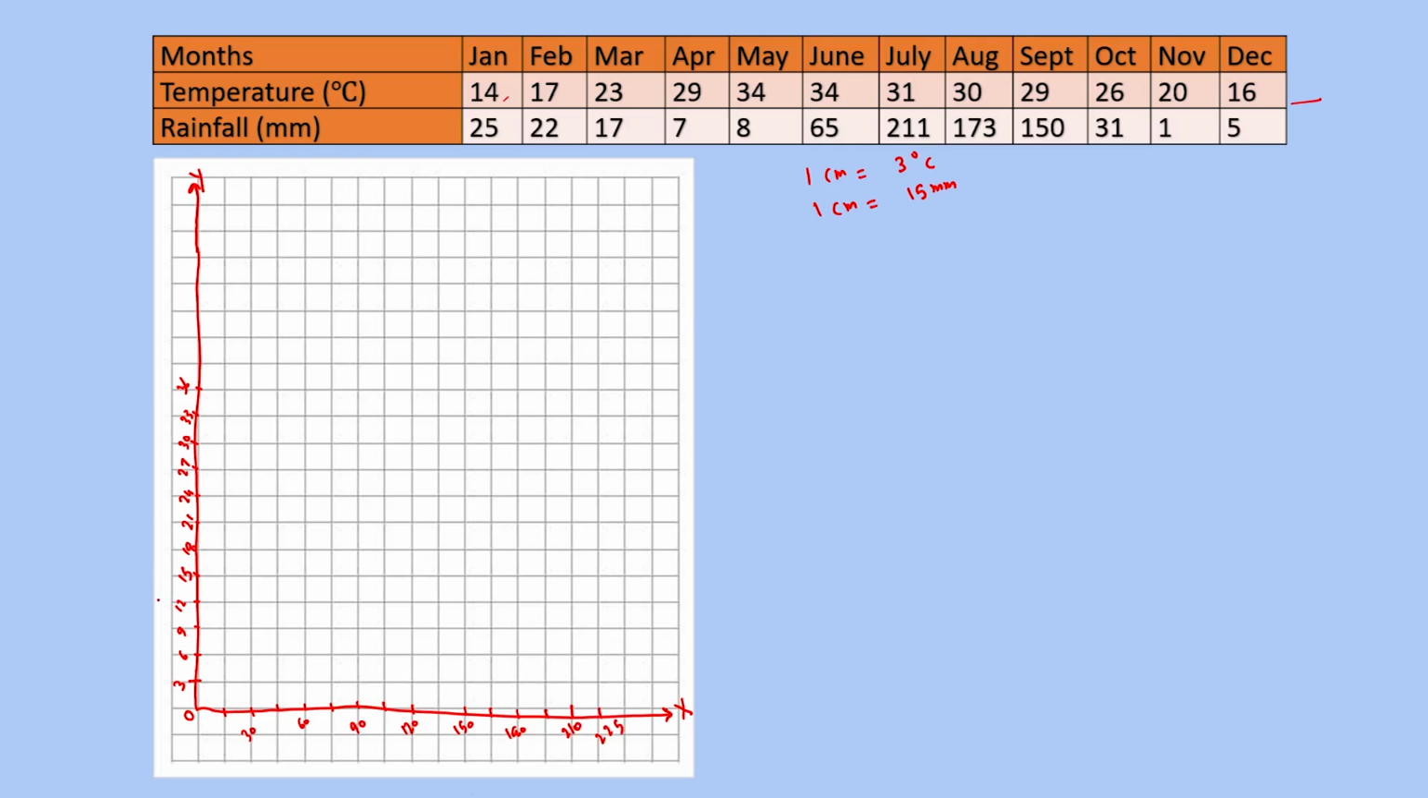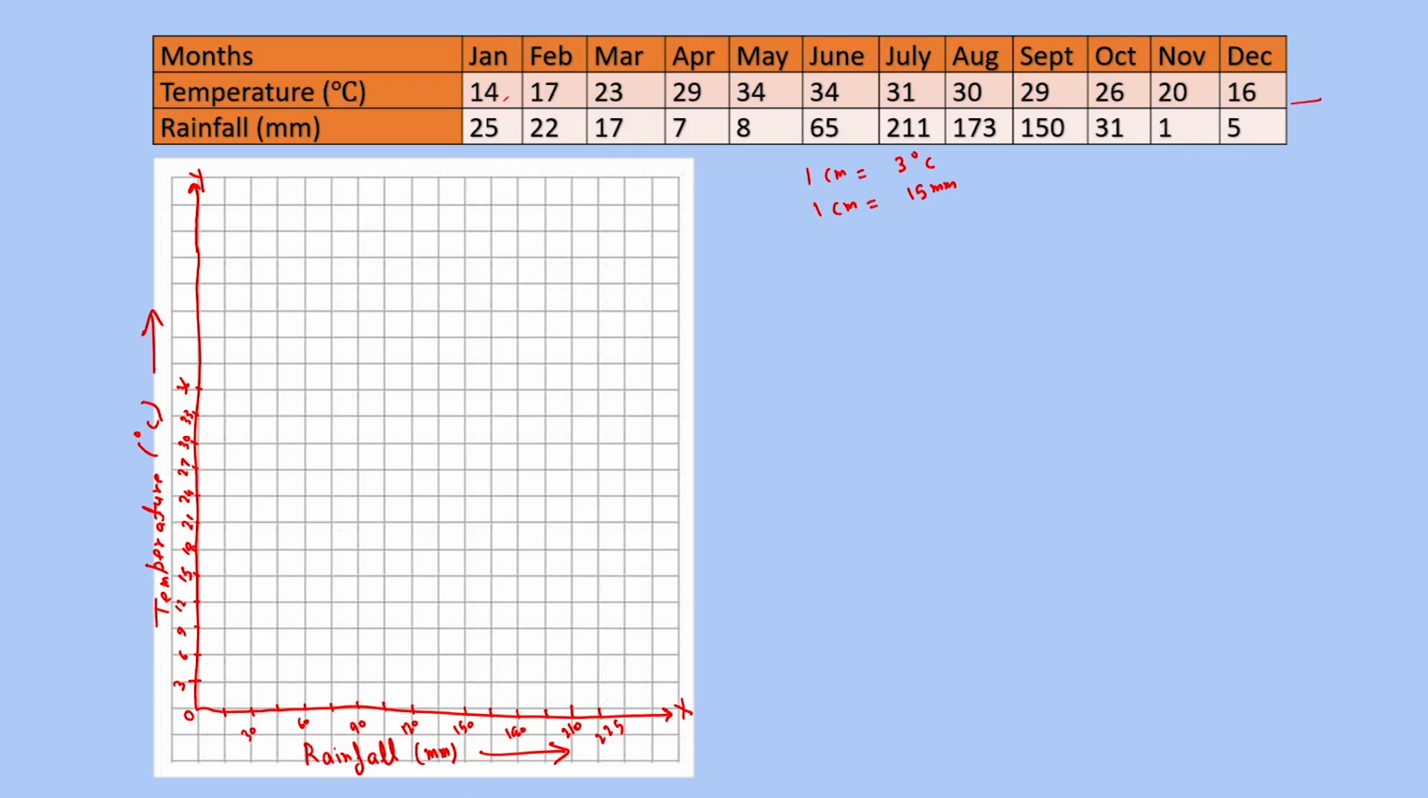This axis will show temperature in degrees Celsius. The same we will do for rainfall: the x axis will show rainfall in mm like this. Then we are going to plot our points based on the data we have.